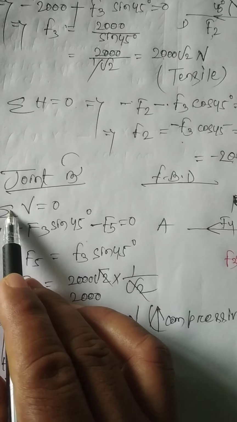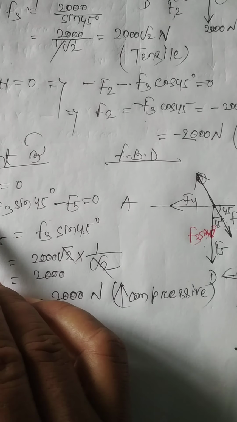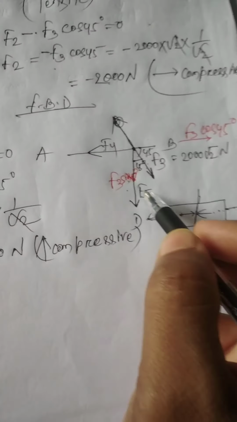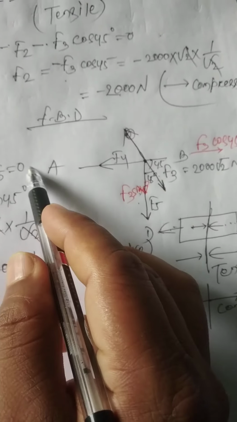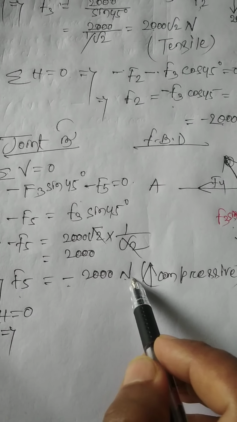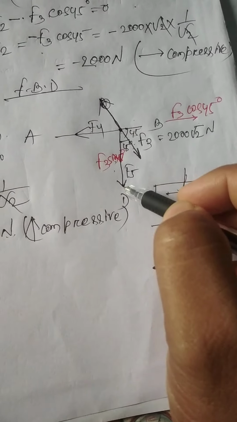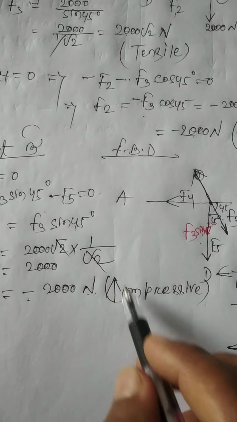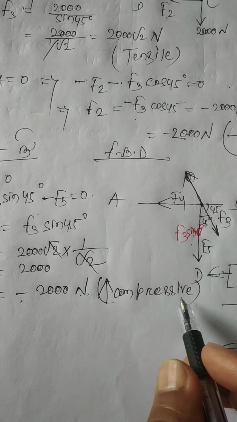So sum of all vertical forces is equal to 0. That is minus F3 sin 45, moving downward, minus F5, also moving downward, is equal to 0. So F5 is equal to minus 2000 Newton. We have taken it in the downward direction, but it is coming as a negative value. So we have to write compressive.